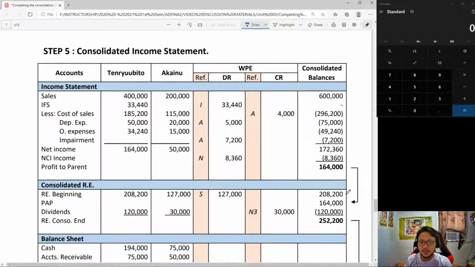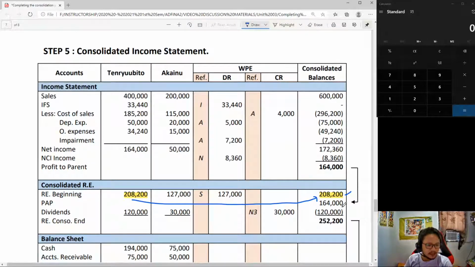So, to complete the Conso RE, you will have 208,200. This is actually equal to the balance of what the parent has in his books. Observe. Magkapareho. Beginning balance ng parent's RE. Tapos i-add mo ngayon ano ang profit attributable to the parent.